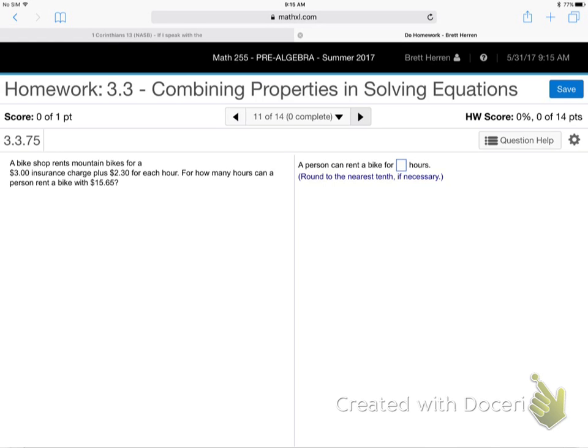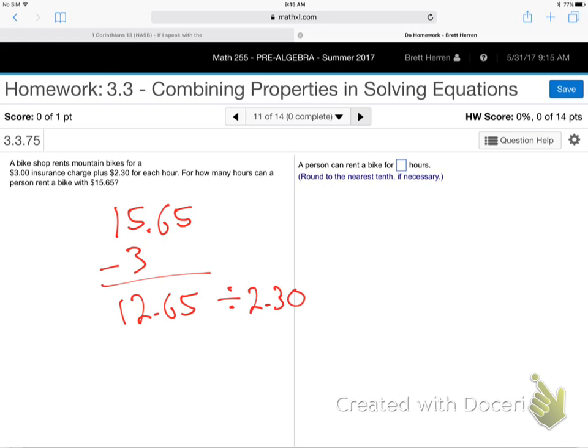You guys getting this one? So we take the $15.65 and subtract the $3 insurance charge, right? Because that's just paid off the top for insurance. $12.65 is for the hourly rate. What do we do with that $12.65 now? Divide by 2.30. Find out how many 2.30s go into that. How many hours of bike use? And I'm guessing the answer is something like 5. Oh, is that what it is?